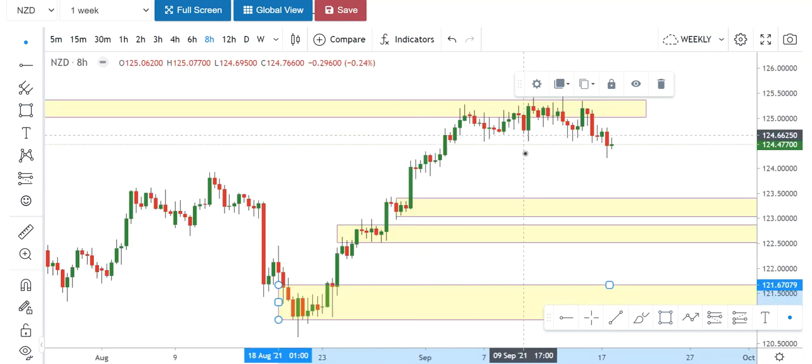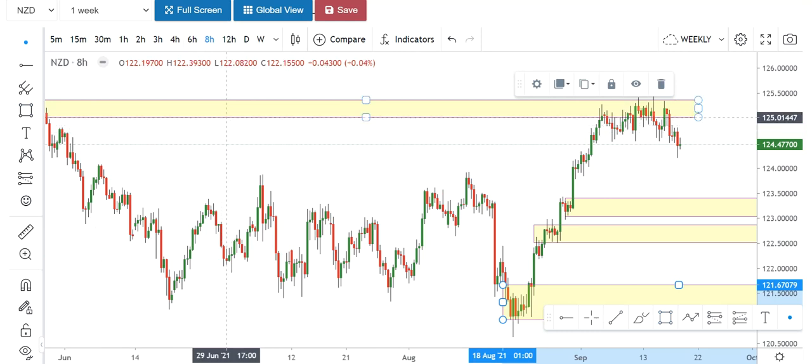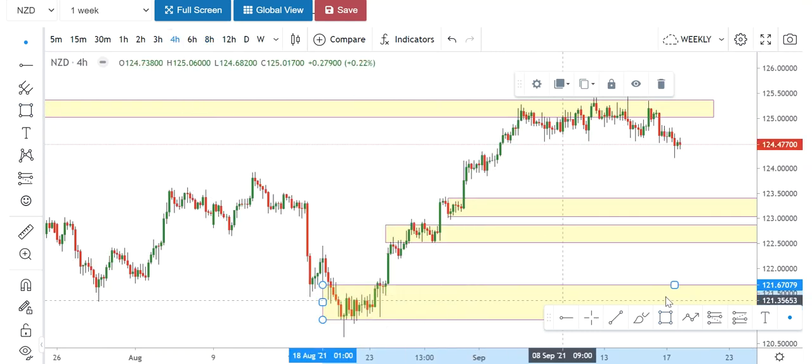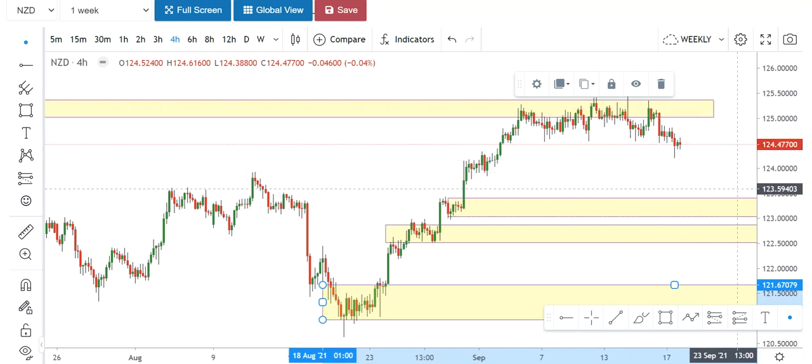Let's quickly check the 8 hours. Now the 8 hours is also in alignment with the daily, and let's check 4 hours. Now on the 4 hours we made a lower low, so we expect a lower high, then lower low, lower high, lower low, lower high, till we get to this particular demand zone.